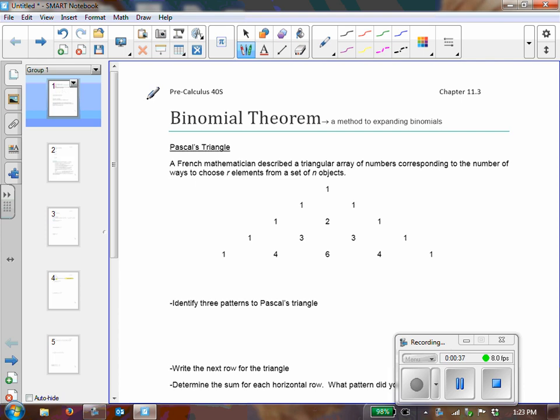Pascal's triangle has no bearing on the binomial theorem. I am not a better individual having known that. Okay. Can we just talk about Pascal's triangle?